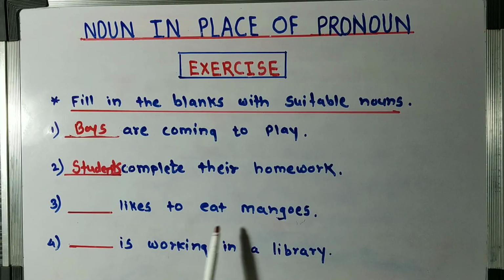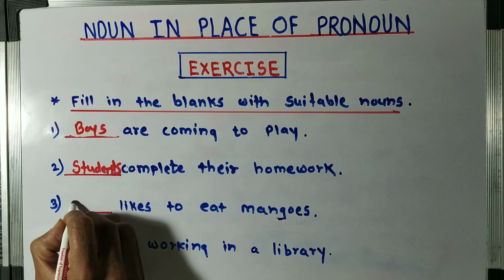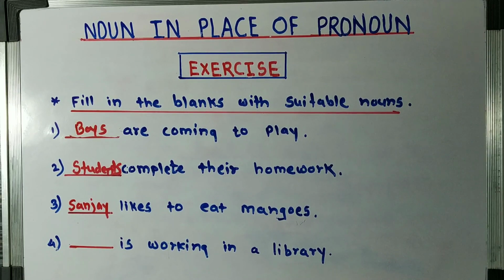Next example. The blank likes to eat mangoes. In this example, after the blank space, the word likes is provided. And it is in V1 form with s. And wherever V1 form is used with s, we have to be sure that the noun that is going to come in the blank is singular. Therefore, I am going to take a singular noun here in the blank. That is, Sanjay likes to eat mangoes.